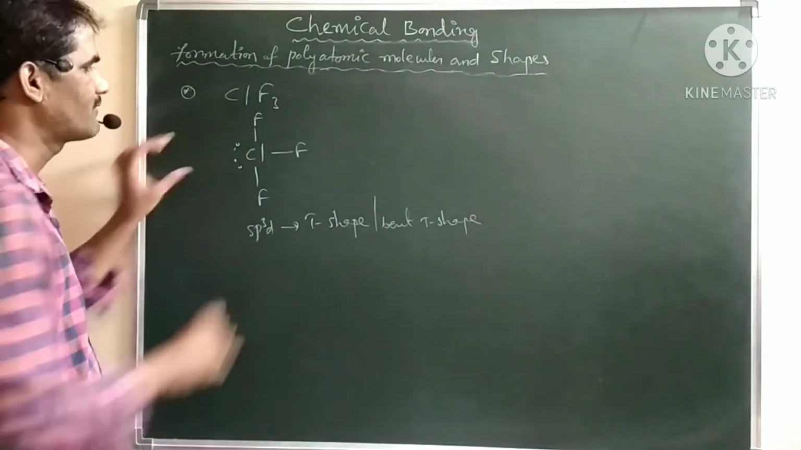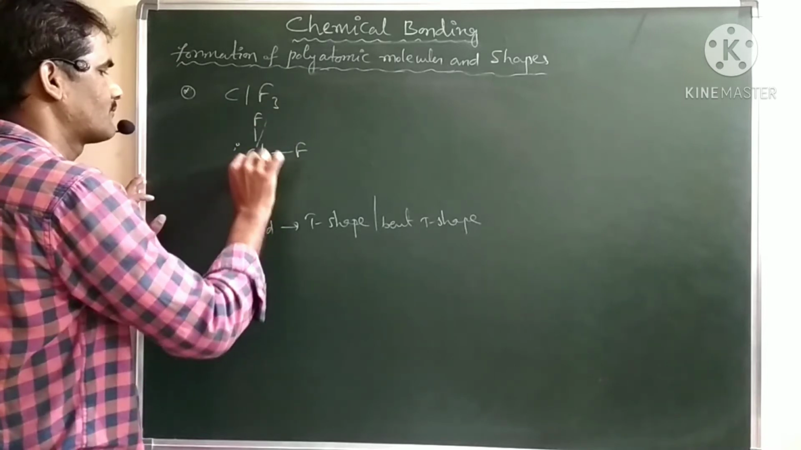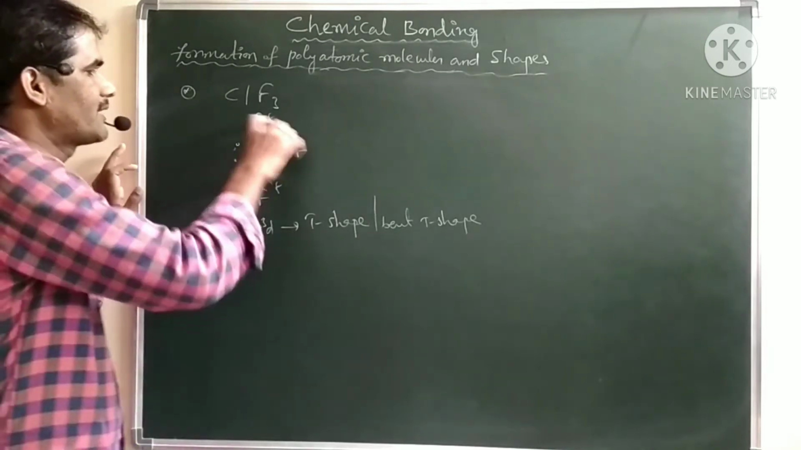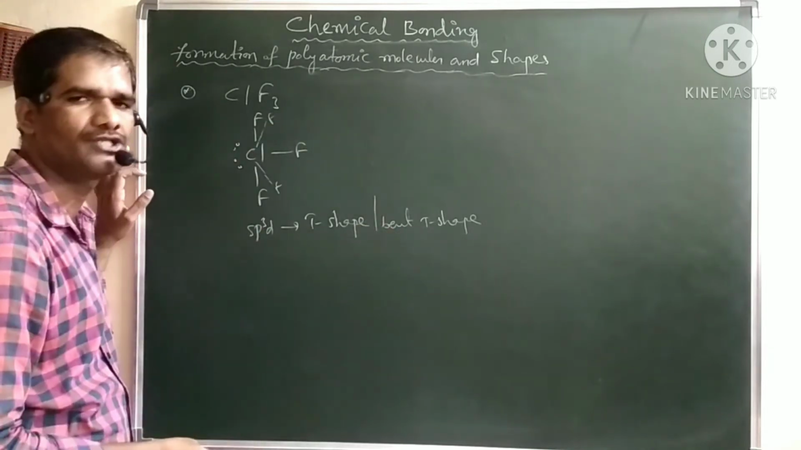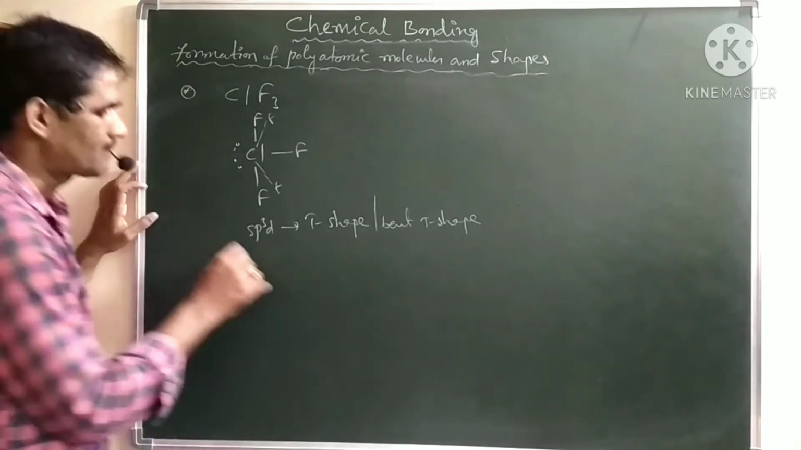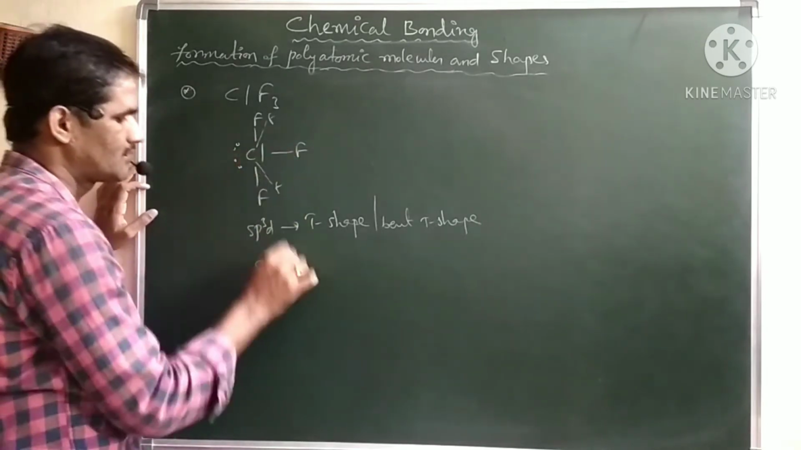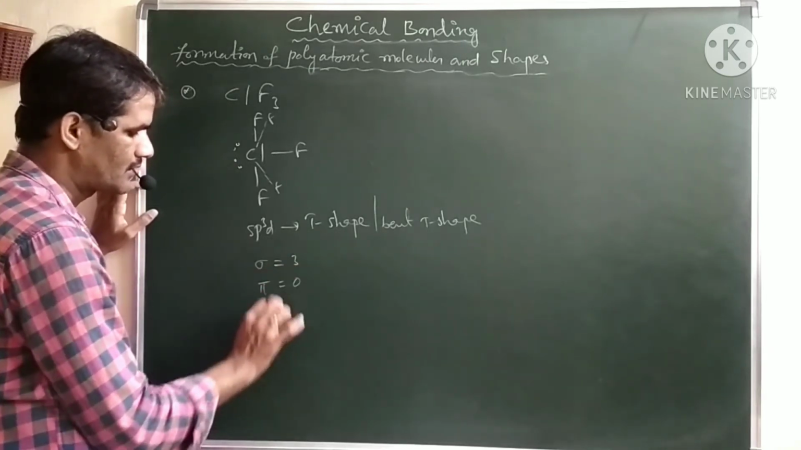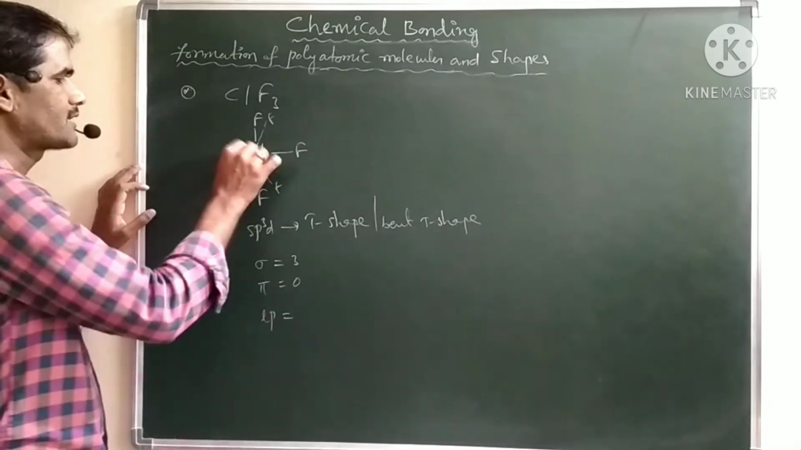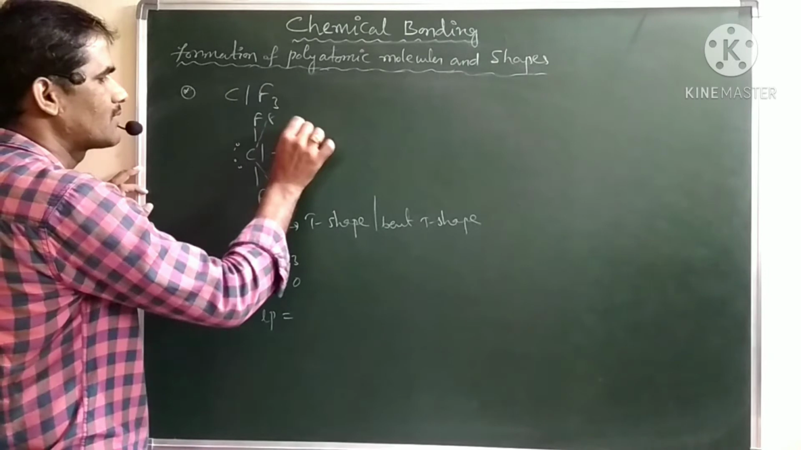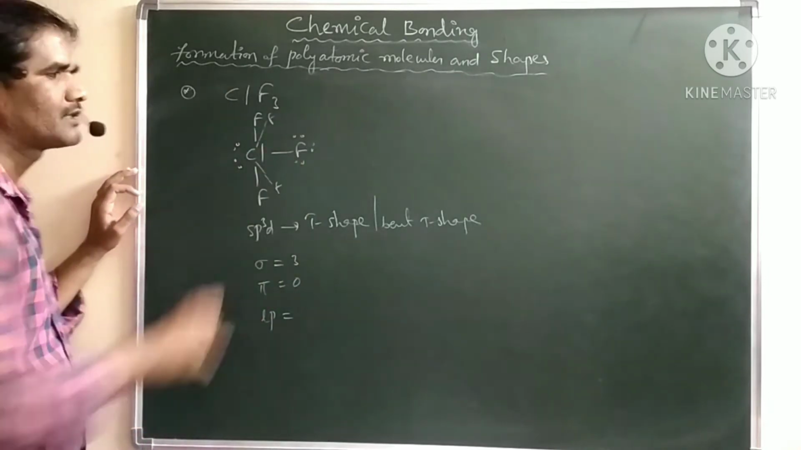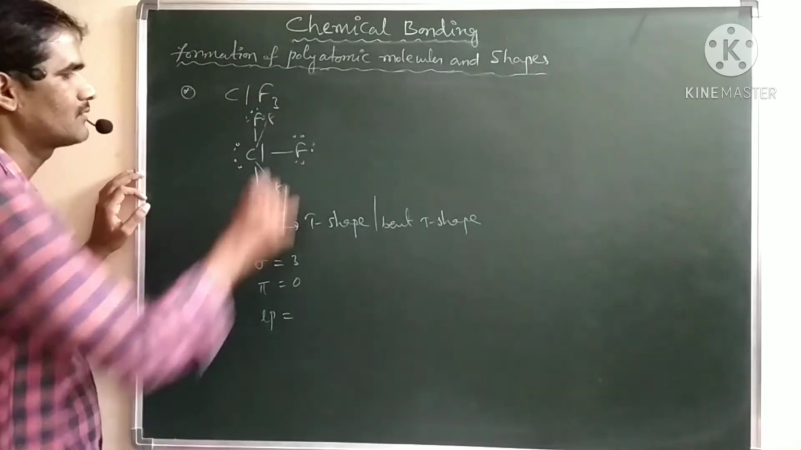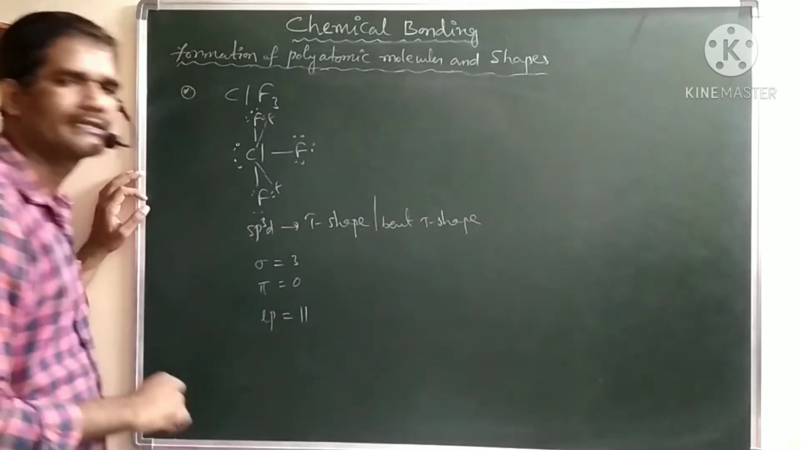Why? Because these lone pairs will slightly bend the fluorine bonds. The fluorine bonds will move, and a little tilting may take place here. Due to that, we get a kind of bent shape. Next, the number of sigma bonds in this molecule is 3, and pi bonds, no pi bonds, 0. And the number of lone pairs: on the central atom chlorine 2 lone pairs, and each terminal fluorine contains 3 lone pairs. In total we have 2, 3, 3, 3, that is 11 lone pairs on ClF3.